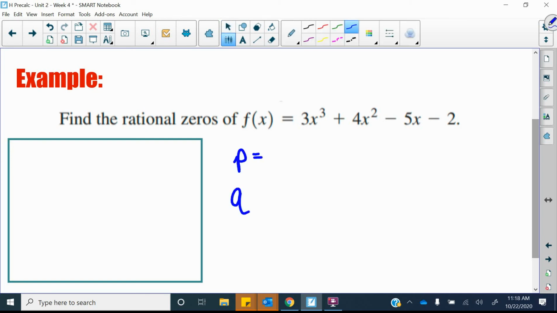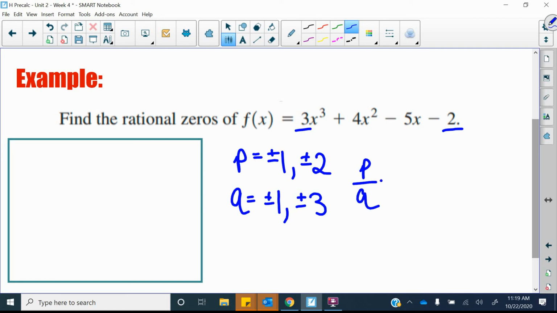All right, so I'm going to start out with my P's and Q's here. With P, remember, it's always a factor of the constant value. So positive and negative 1, positive and negative 2. And our Q's are going to come from our leading coefficients, positive and negative 1, positive and negative 3. So as far as our possible zeros in this case, we could have positive and negative 1. We could have positive and negative 2. We could have positive and negative 1/3. And we can have positive or negative 2/3.